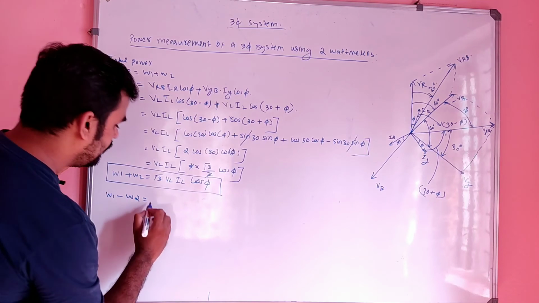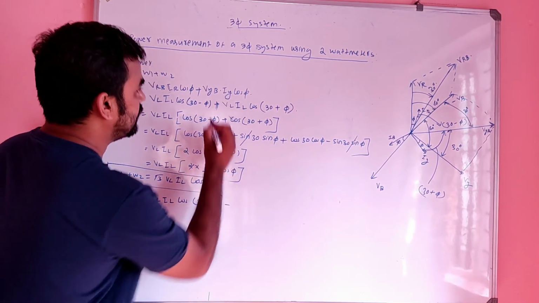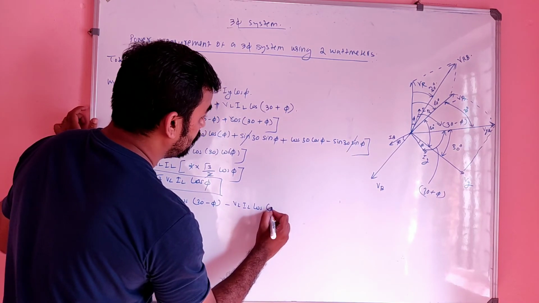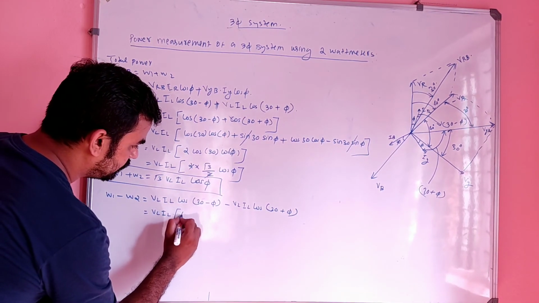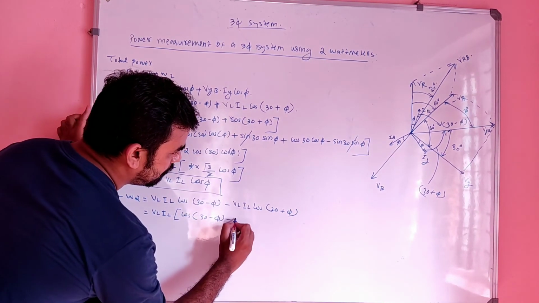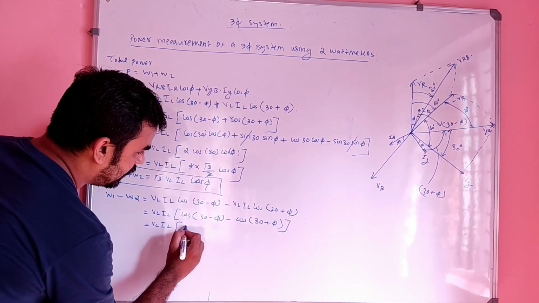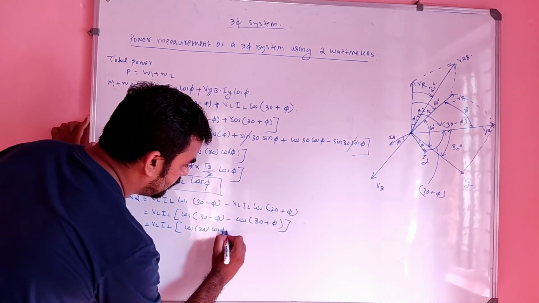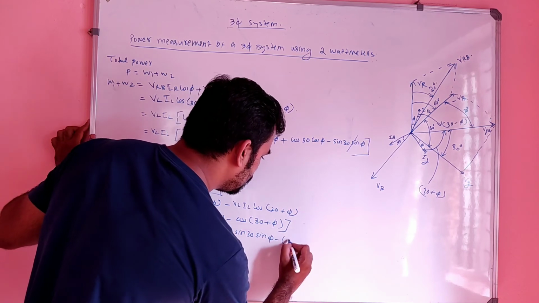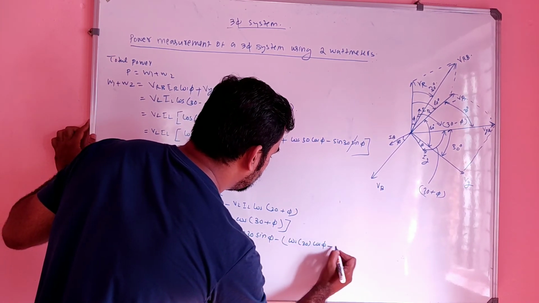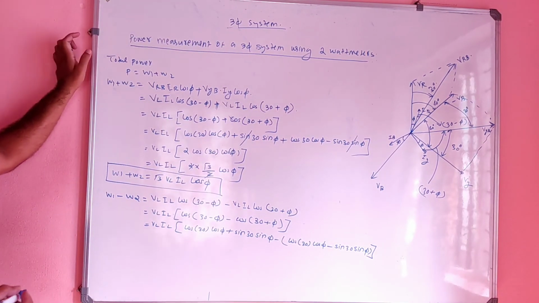W1 minus W2 will be what, beta? It is nothing but VLIL cos of 30 minus 5 minus VLIL cos of 30 plus 5. So when I take VLIL common, it will become cos of 30 minus 5 minus cos of 30 plus 5, correct? So it will become VLIL into cos 30 cos 5 plus sin 30 sin 5 minus of cos 30 cos 5 minus sin 30 sin 5, because cos A minus B is nothing but cos A cos B plus sin A sin B, okay?